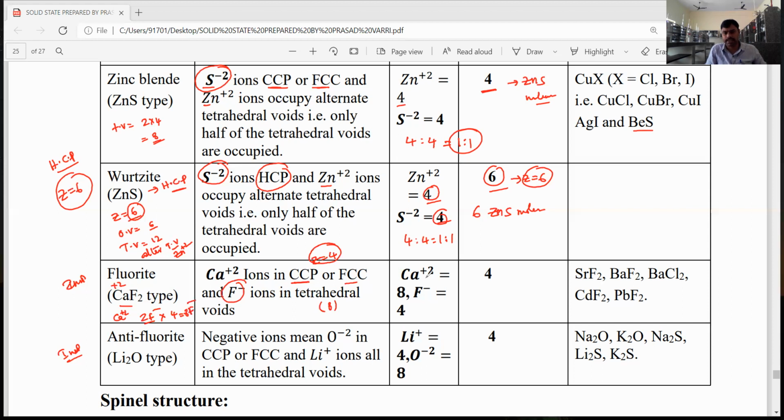So the ratio is calcium 2+: around that one calcium 2+, 8 fluoride ions are present. Around 1 fluoride ion, 4 calcium 2+ ions are present. Their coordination number ratio is 8:4, equal to 1:2 type. But Z is equal to 4 because of FCC. Because of the FCC structure, Z is equal to 4.